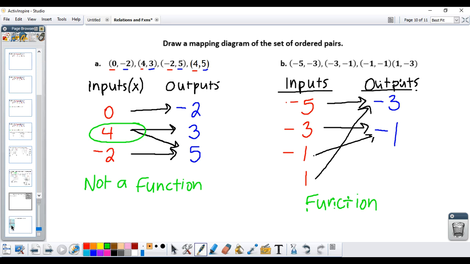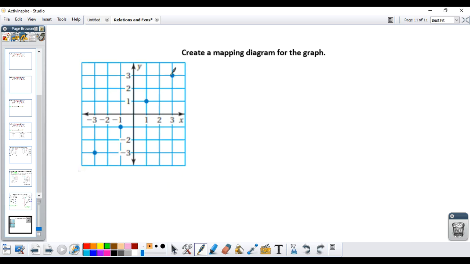So let's do one more example that extends this just a little bit. Now here's a graph, and I want you to create a mapping diagram. So from my graph, I see 4 points. So I have this point, which is -3, -3. I have this point here, which is -1, -1. We have 1, 1, and then 3, 3.